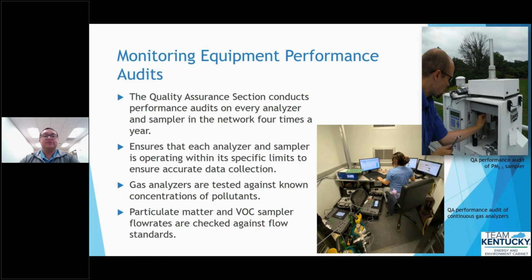Gas analyzers are tested against known concentrations of pollutants, while particulate matter and VOC samplers are checked to ensure their flow rates are accurate. The bottom left picture is one of our QA staff members conducting audits of gas samplers. And on the top right photo is another member of our staff checking the flow rate of a PM 2.5 sampler.